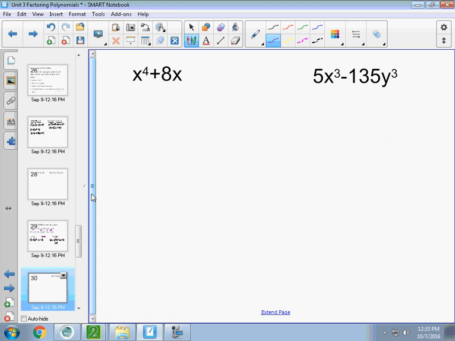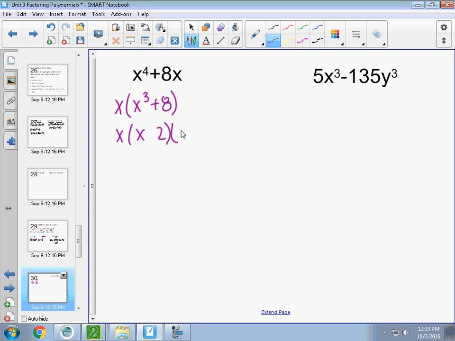We sometimes have to take a greatest common factor out first. So in this case, I would take out an x, leaving me with x to the third plus 8. Then I would have to build my front. The root of x to the third is x. The root of 8 is 2. Then I use that to build the back.